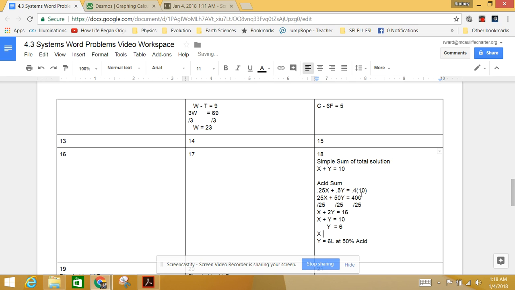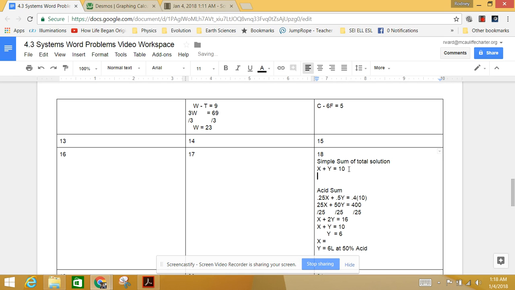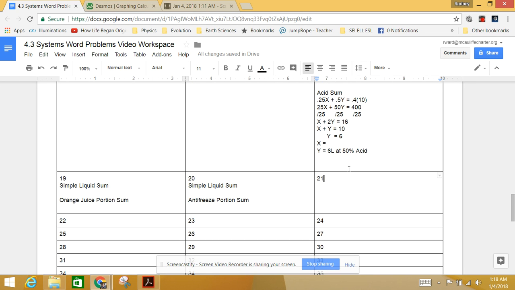And my X, well, if I've got Y equals 6, 4 plus 6 equals 10. So X plus 6 equals 10. You can just mental math that. X has to equal 4. So I've got 4 liters at 25% acid. So I have my solution.